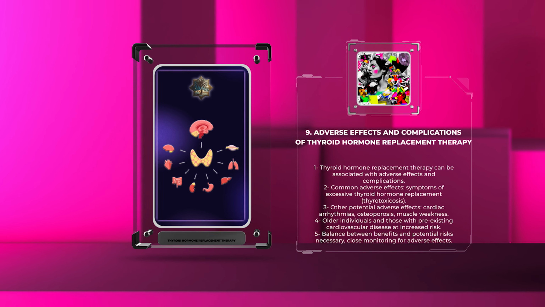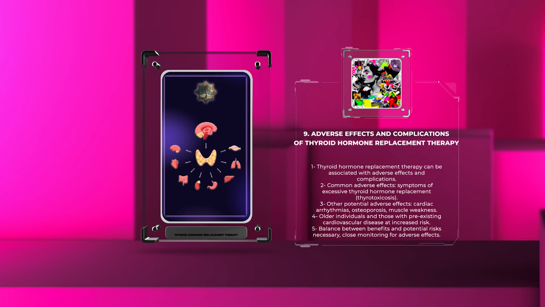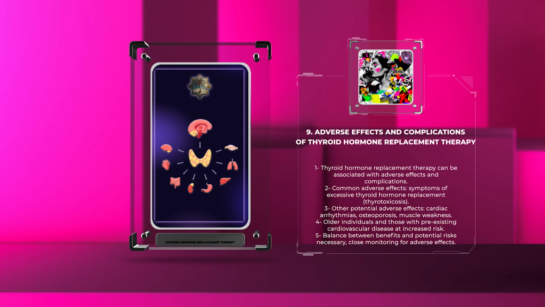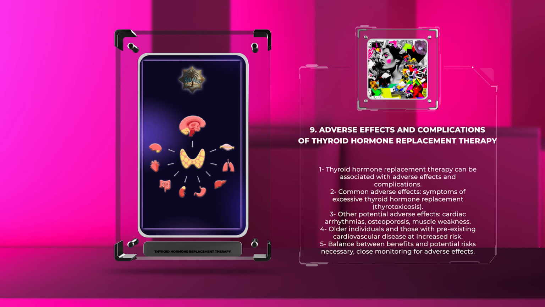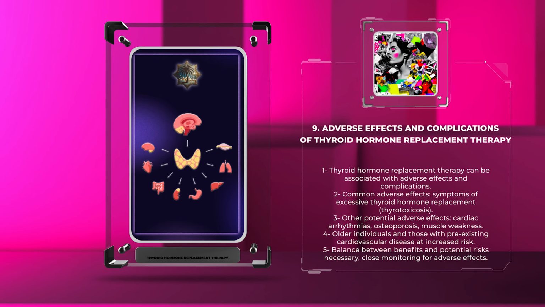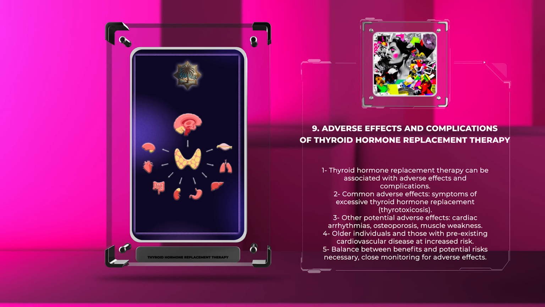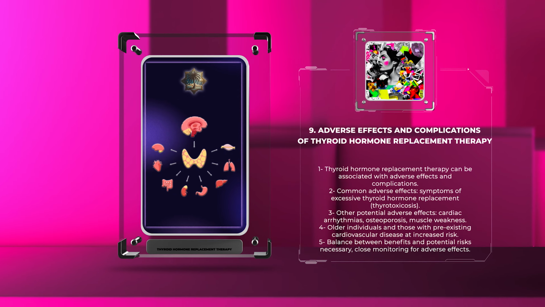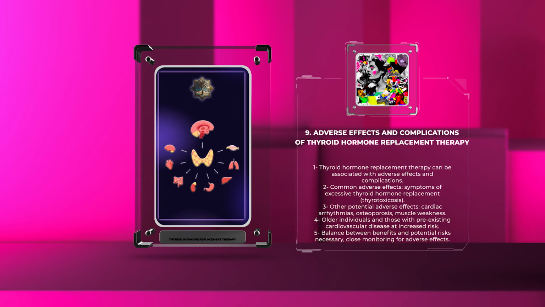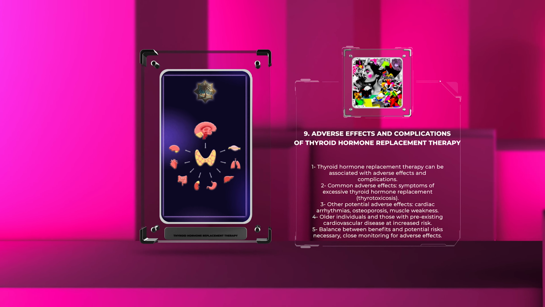It is crucial to balance the benefits of therapy with potential risks and monitor patients closely for any signs of adverse effects. Rare but severe complications include iatrogenic thyrotoxicosis, particularly in older patients, and life-threatening thyrotoxic storm, especially in individuals with untreated or poorly controlled hyperthyroidism.